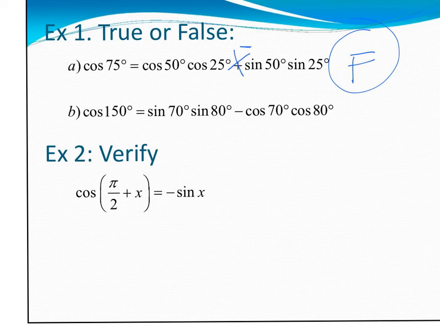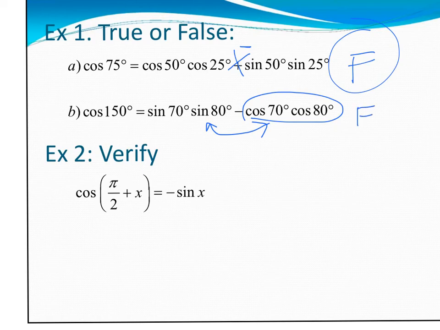When we look at the second one, this is also a false statement because the only way that this would be true is if I were doing 70 plus 80, so a cosine of 70 plus 80, but in that case the cosine term would have to come before the sine term. So this problem is also false.